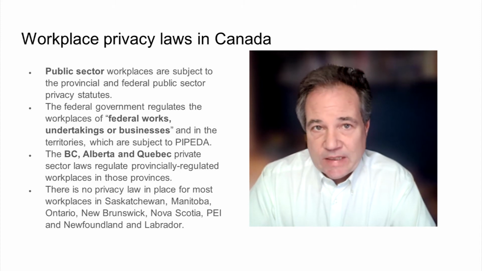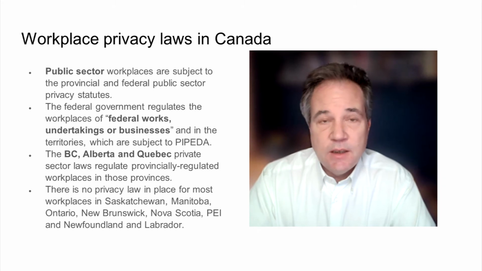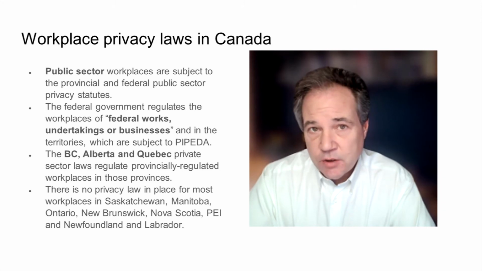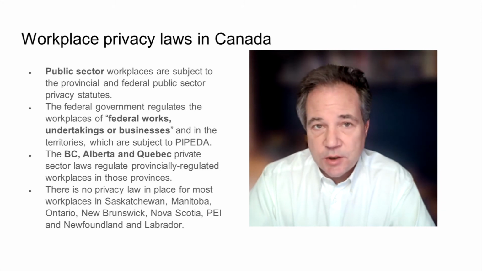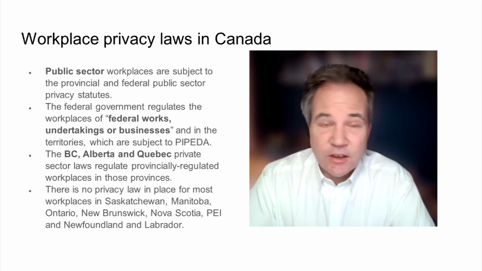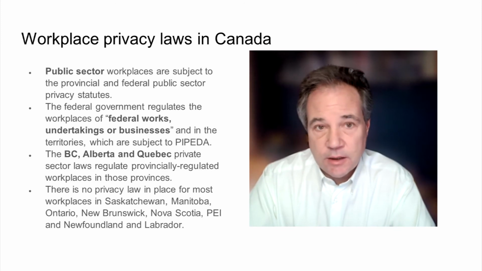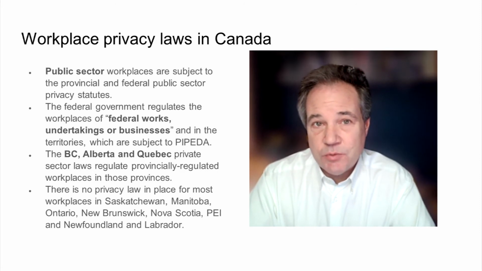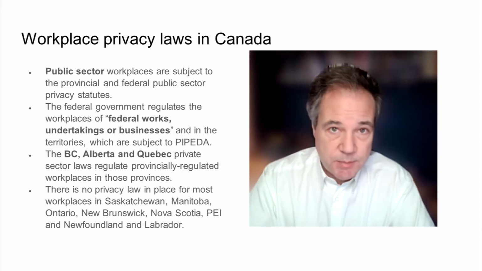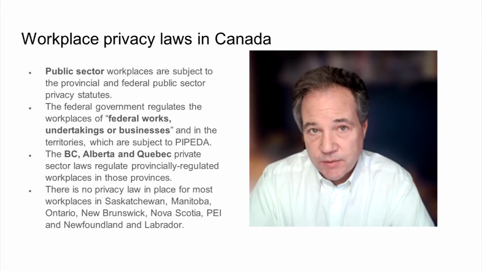So the federal government does not have jurisdiction over provincially regulated workplaces. The federal government does have jurisdiction over what are called federal works, undertakings or businesses. And so for those organizations, those are airlines, telecommunications companies, things like that. Chartered banks are another example. Then PIPEDA, the federal private sector privacy law, will apply to the information that's collected, used, or disclosed respecting employees, prospective employees, and former employees in those environments.